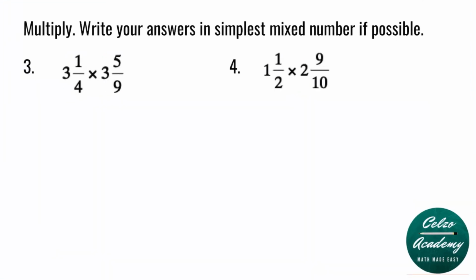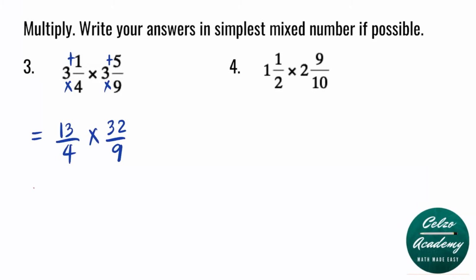Question number 3. 3 1/4 times 3 5/9. Step 1 is to change them into improper fractions. Let's begin with 3 1/4. Multiply 4 times 3, that's 12. 12 plus 1, we have 13. So that is 13/4. Now for the mixed number 3 5/9. 9 times 3 is 27. 27 plus 5 is 32. So this is 32/9.